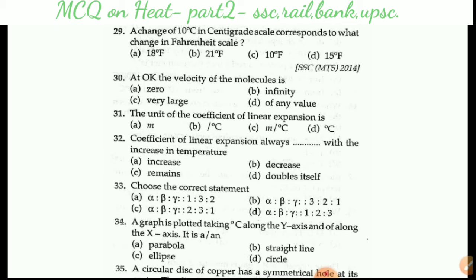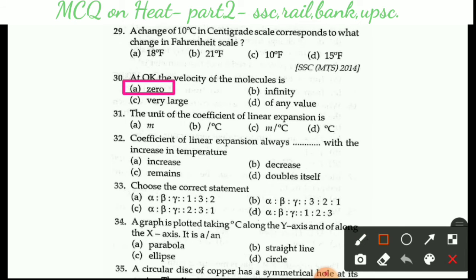At 0 K, the velocity of a molecule is A 0, B infinity, C very large, D of any value. Right answer of question number 30 is A, 0. Next is question 31. The unit of coefficient of linear expansion is A meter, B per degree Celsius, C meter per degree Celsius, D degree Celsius. Right answer of question 31 is B, per degree Celsius.